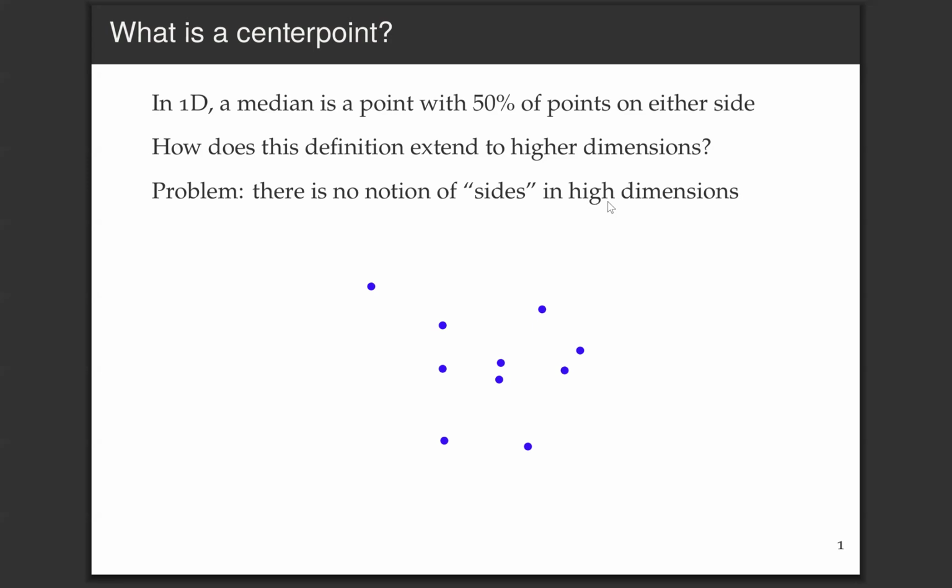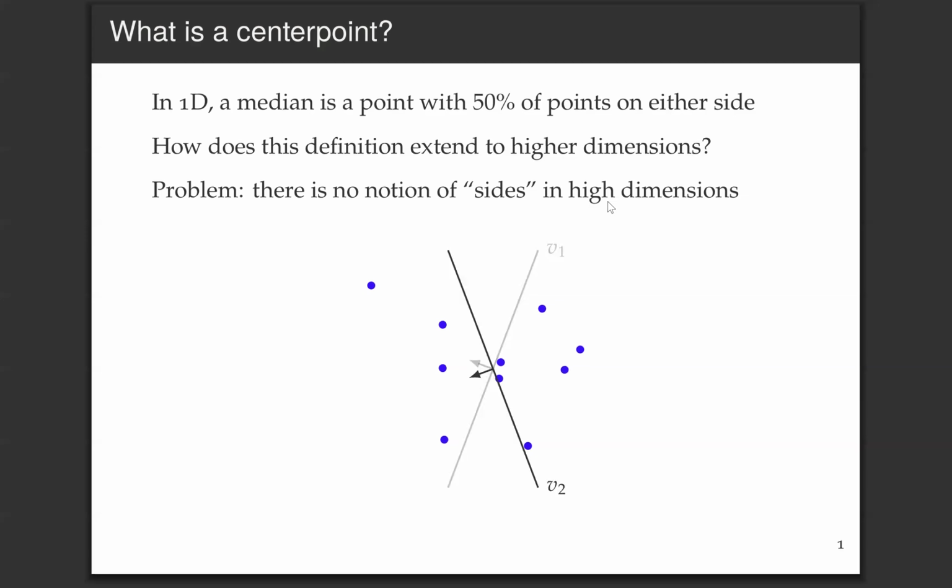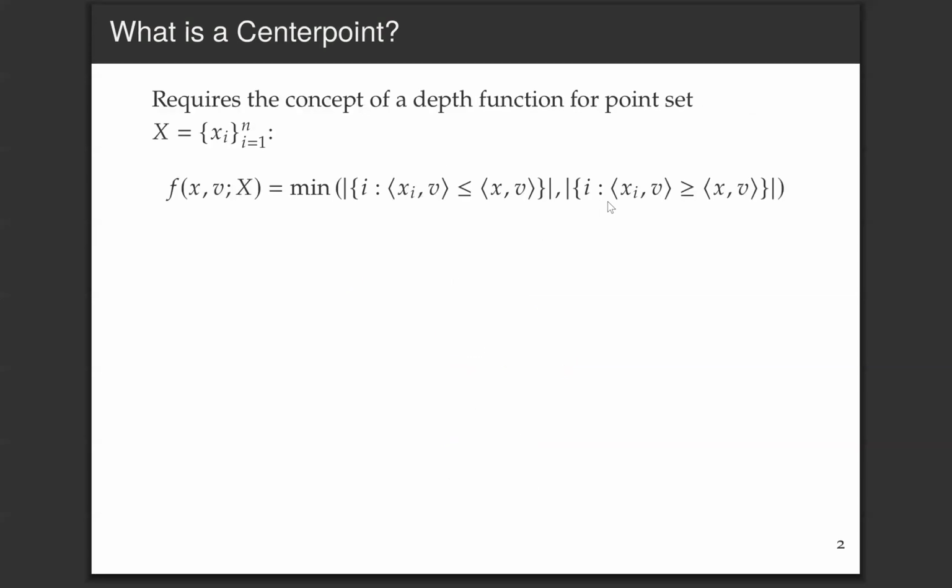So for instance, let's say you have a point set that's specified by the set of blue points. For one direction V1, if you draw the hyperplane orthogonal to V1, you have some set of points on either side of this hyperplane. But for a different direction V2, you could have a different number of points on either side. So how do you decide a canonical version of side to compute such a notion of a median? And this naturally motivates the definition of a depth function.